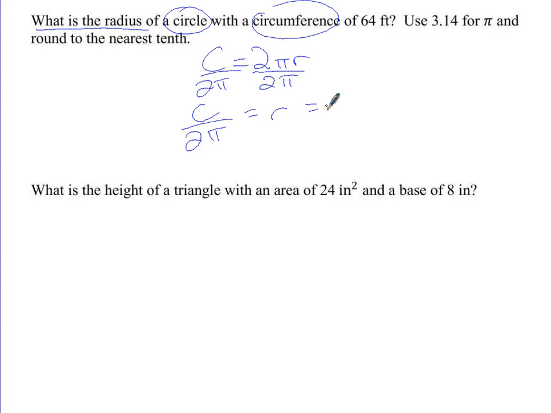C is what? 64, divided by 2 times pi, which is 3.14 they said to use. So now we're going to type into our calculators 64 divided by, and make sure that you're dividing by 2 times 3.14, okay?